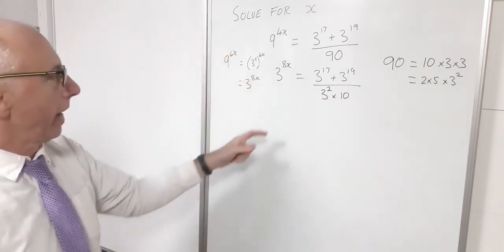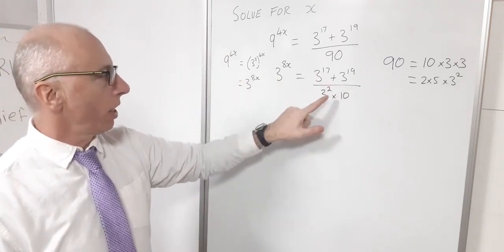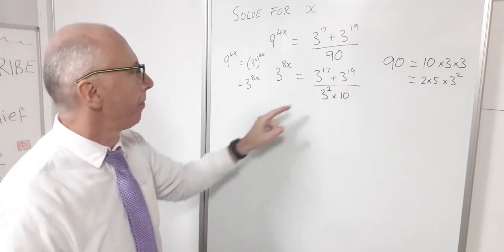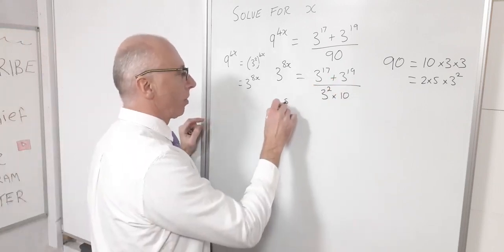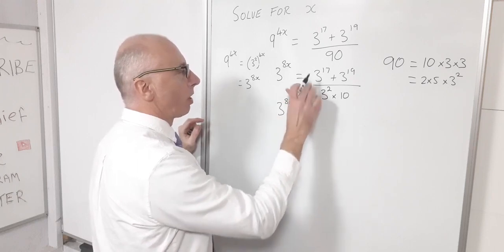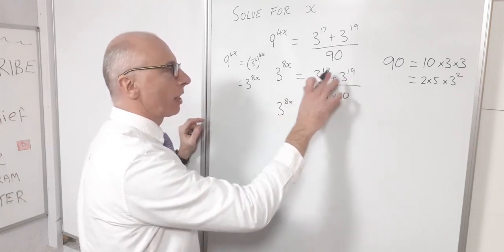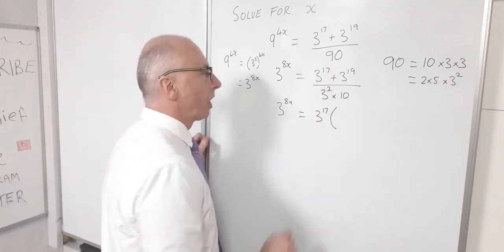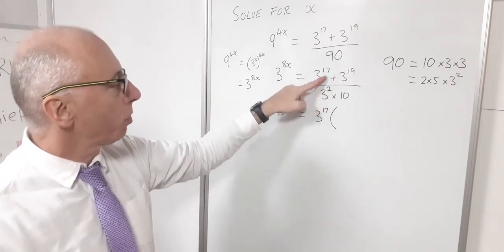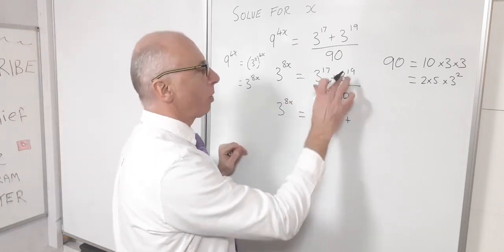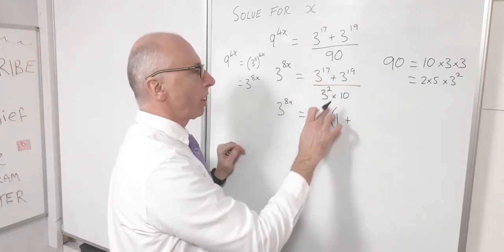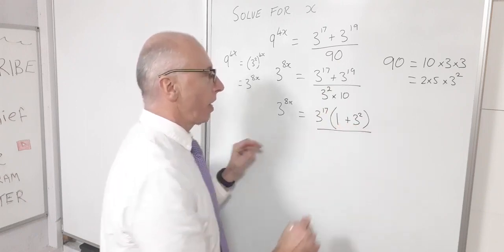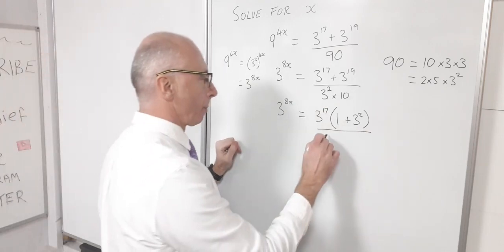Okay. Now there's something we can do here. We've got a 3, a 3, a 3 and a 3. So let's try and factor out this numerator. That could be my next stage. 3 to the 8x equals 3 to the 17 plus 3 to the 19. Let's do 3 to the 17 first. Then factoring this out, that would just be 1. And this one here would be 3 squared, since 3 squared times 3 to the 17 will give me 3 to the 19. And then divide that by 3 squared times 10.